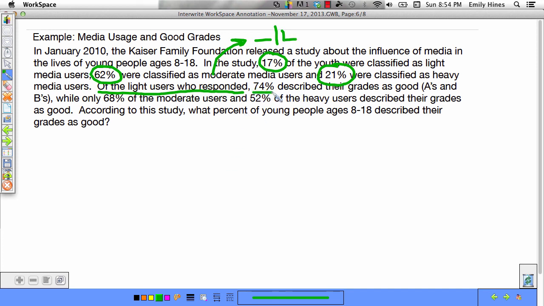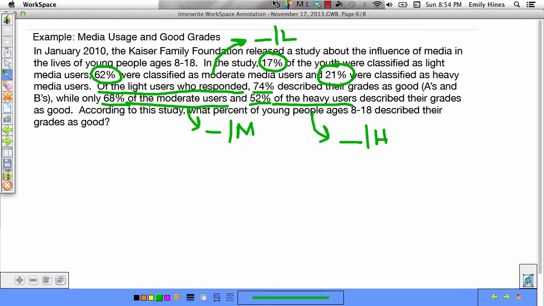74% described their grades as good, 68% as moderate, and 52%... 62% of the moderate users. So that tells me that this is good given moderate. Sorry, I read the problem wrong. And 52% of the heavy users. So that tells me that this is good given heavy. And they're all describing their grades as good.